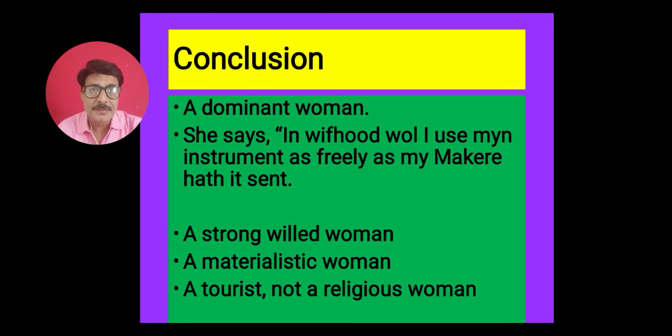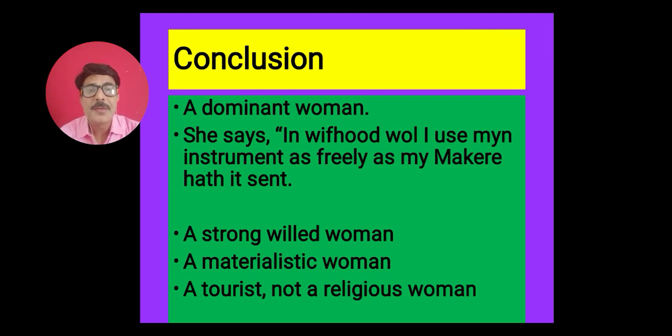At the end, we can say that Chaucer has presented the Wife of Bath as a dominant and a bold woman. Okay, and we quote these lines from Chaucer: in wifehood will I use my instrument as freely as my Maker has sent it. Maker means God. She says that in wifehood will I use my instrument as freely as my Maker has sent it.